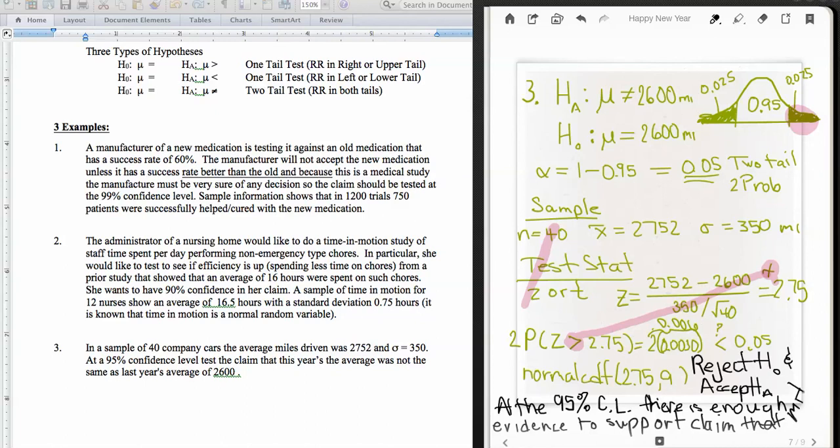So we just say mileage is different. As I said before, it's really hard to write like this. So I'm going to end it just like that, that the mileage is different. And that concludes our 3 different types of hypothesis tests.